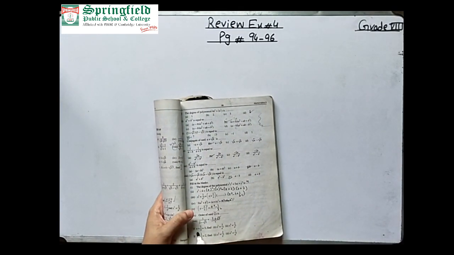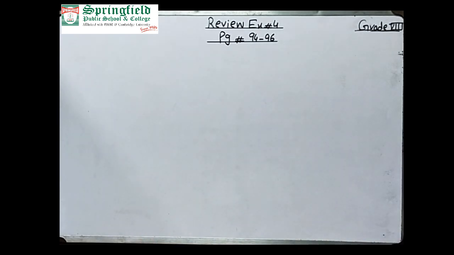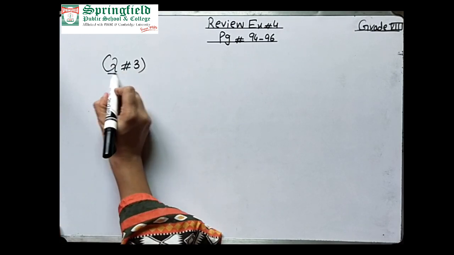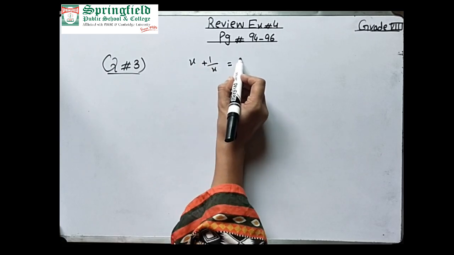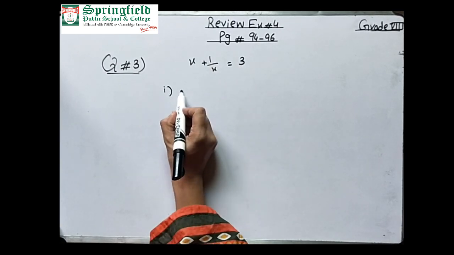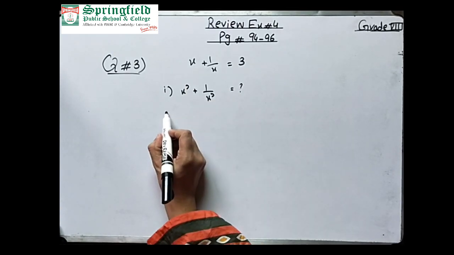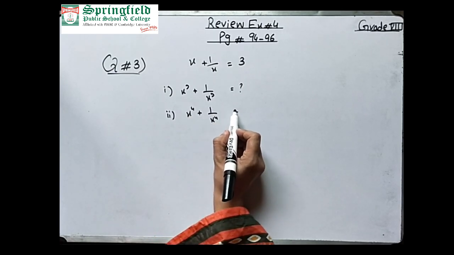Question number 3: if x plus 1 by x is equal to 3, then find out, in the first part, x square plus 1 by x square, and in the second part, x4 plus 1 by x4. Fine. Now question 3: x plus 1 by x is equal to 3. Then find out x square plus 1 by x square. And in the second part they are asking about x4 plus 1 by x4.